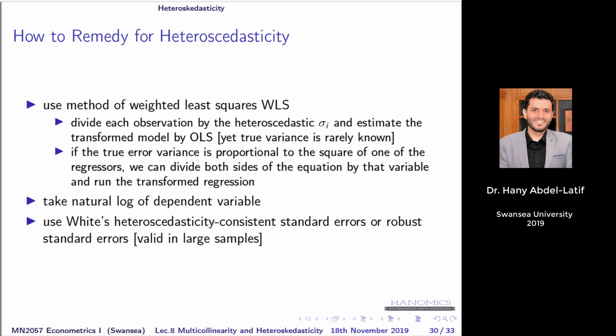With weighted least squares, you divide your observations by the heteroskedastic sigma i, and then you estimate the model using OLS. It's called weighted least squares because at the end of the day, you divide by this weight. But remember, in most cases, we don't know that. But in case you know the structure of your variance, you can use it.